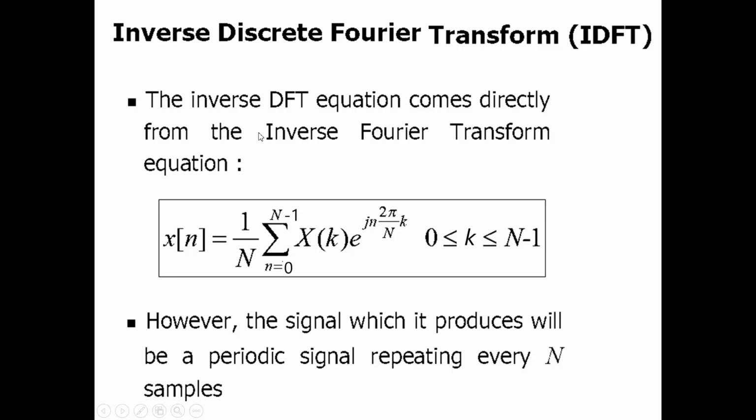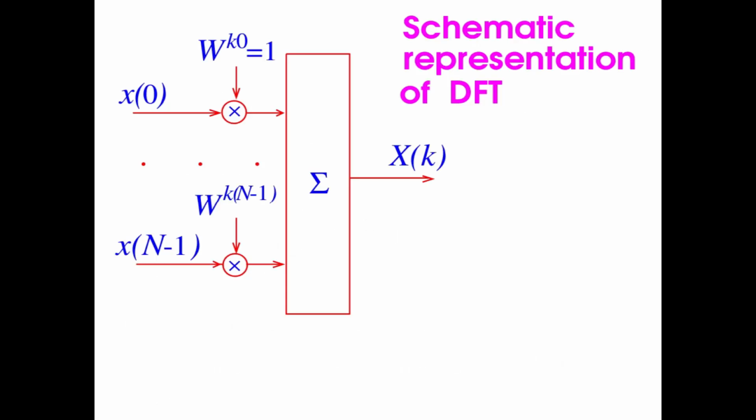The inverse DFT equation comes directly from the inverse Fourier transform equation, where x[n] is the discrete time sequence. This can be obtained from the frequency samples with this formula, where small n goes from 0 to capital N minus 1, and k also goes from 0 to capital N minus 1, and there is a scaling factor of 1 by N. However, the discrete time sequence produced from the inverse discrete Fourier transform will be a periodic signal, which will repeat after every capital N samples.